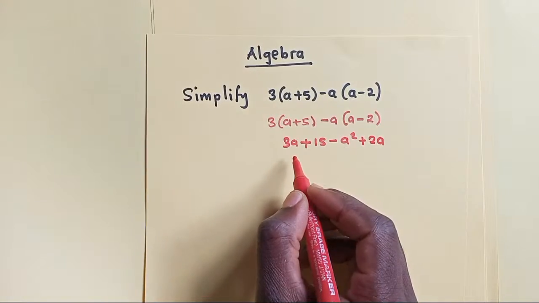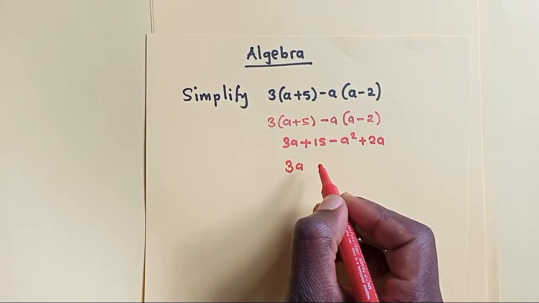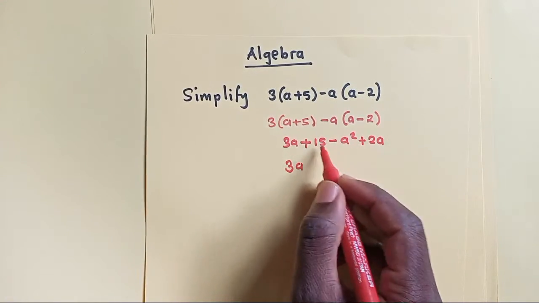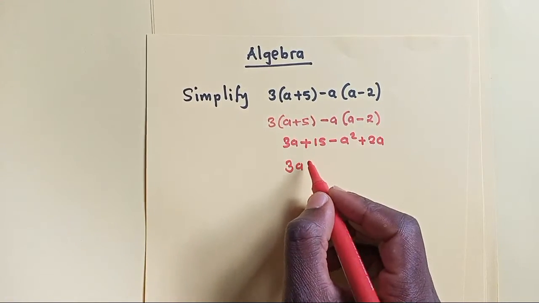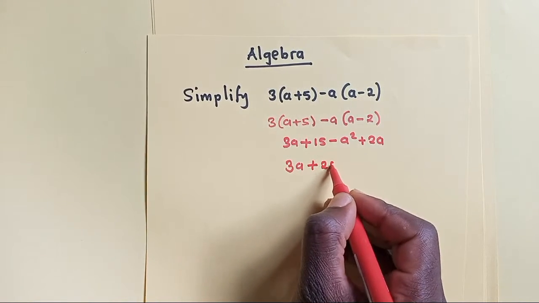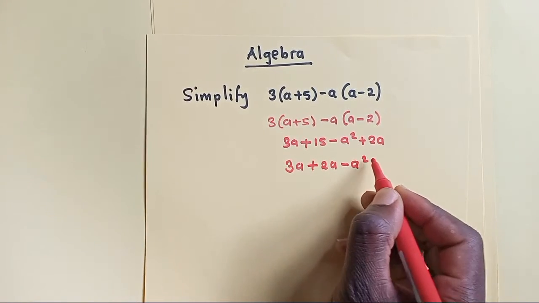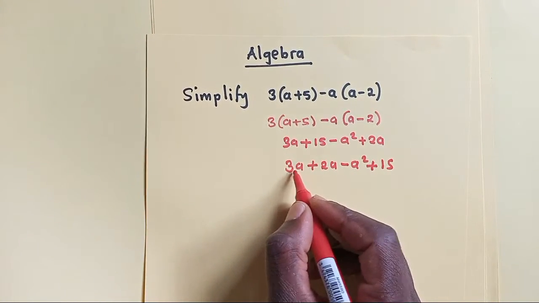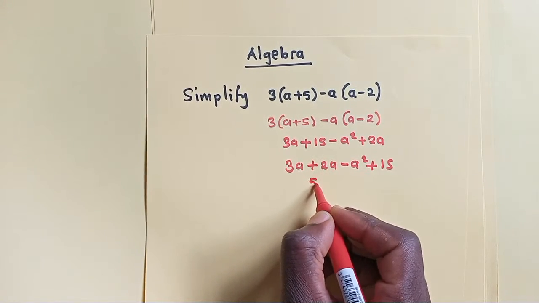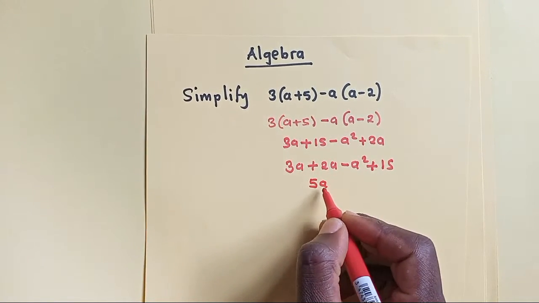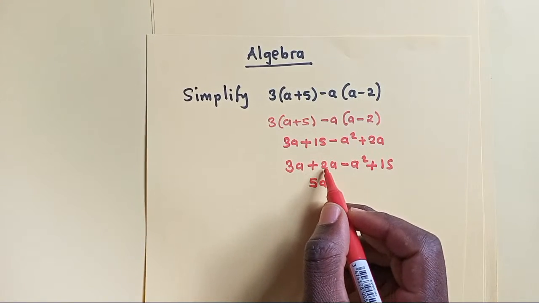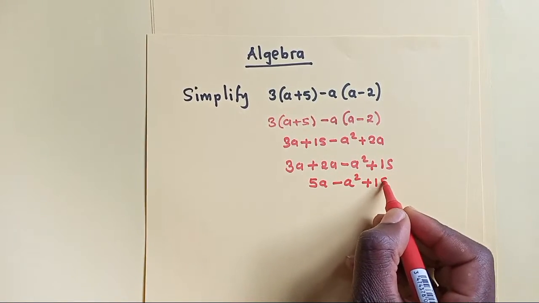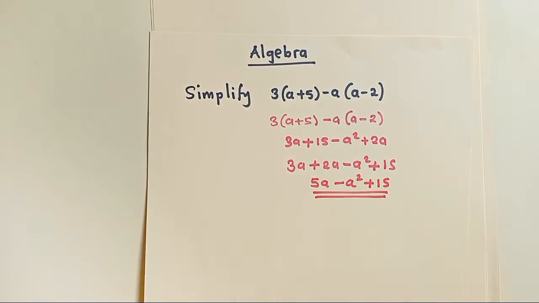Our next thing here is to arrange our work. If we want, we can start with whichever value you want to start with. If you want, you can leave it in this manner. It's fine, such that this and this be added. So we have 5a. So 3a plus 2a minus a squared plus 15 is our answer.